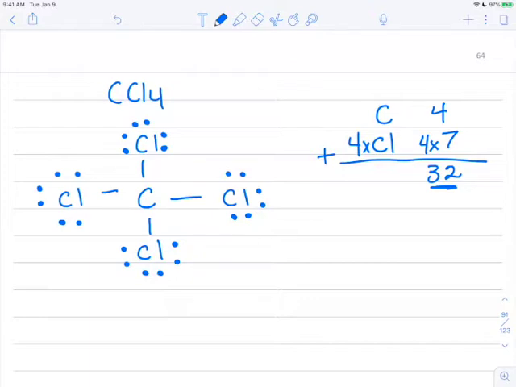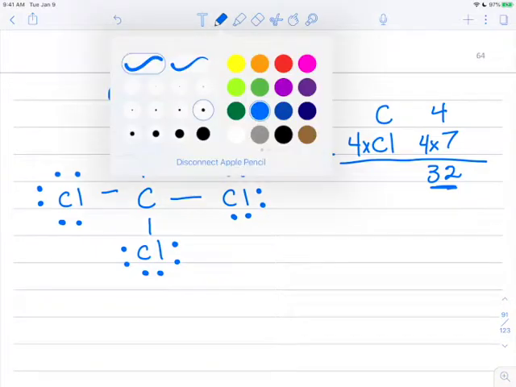1 carbon in the middle, 4 chlorines to the outside. We add up all our valence electrons, and then we bond everything together, then we satisfy all the outer atoms. And for those of you who have brief memories of Lewis structures from way, way back when, the 8 electron rule says every atom must have 8 electrons, and it does. So this is a satisfied structure.